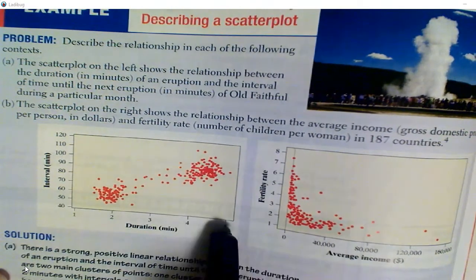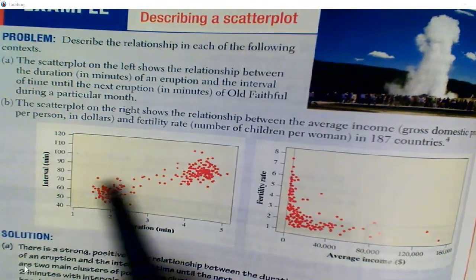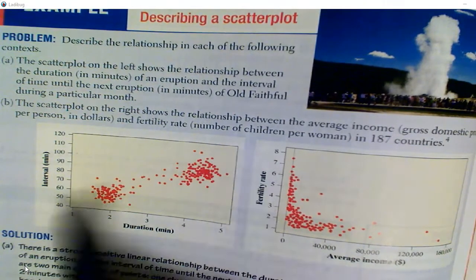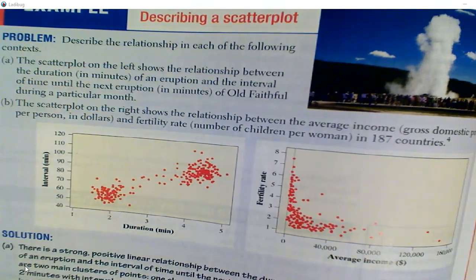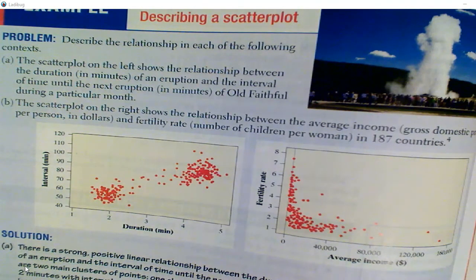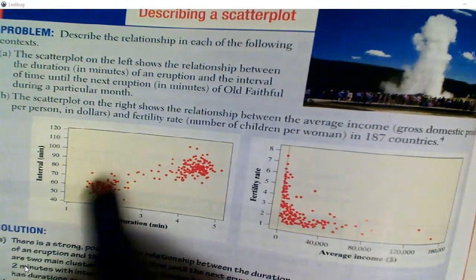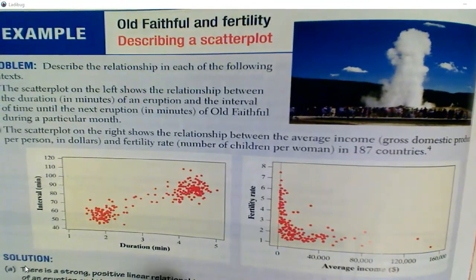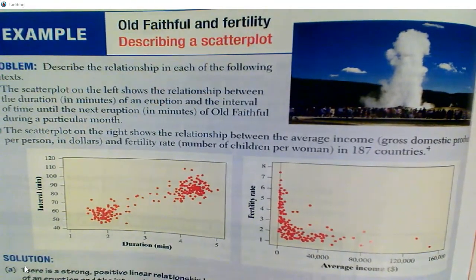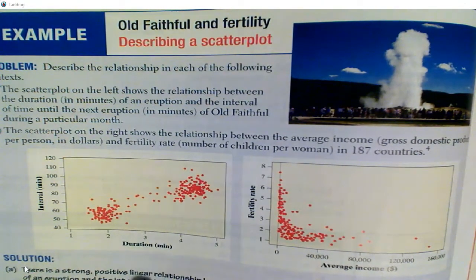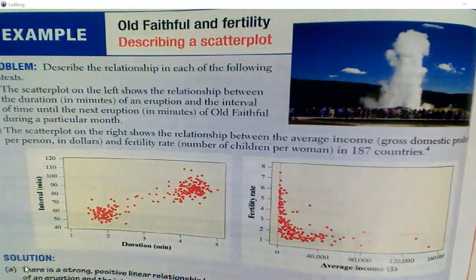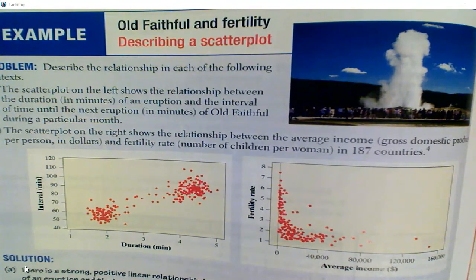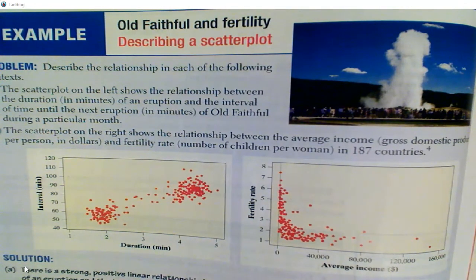If I told you to describe this scatter plot, first of all, the direction would be what? Positive. And I would say it's linear. It's got a linear form. Is it strong? It's moderately strong, pretty strong. And there are some clusters here, so that would be your unusual feature. So what you could say is there is a moderately strong, positive, linear relationship between the duration of an eruption and the interval of time until the next eruption. Notice I described this in context to the situation.